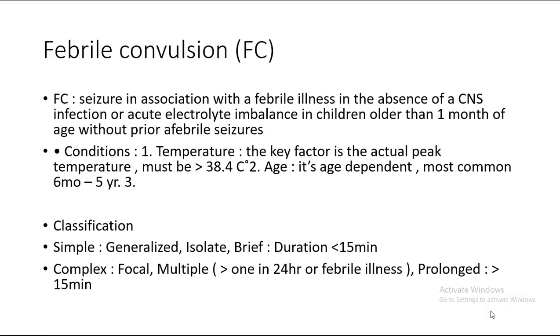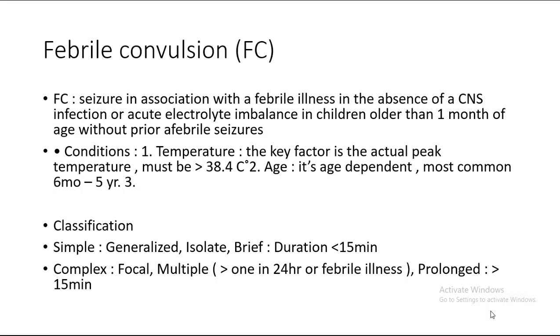There are two types of febrile convulsion. Simple febrile convulsion is a generalized, isolated seizure, meaning it occurs once per 24 hours or once per febrile illness. The febrile illness may last 3 days, and if it occurs once during those 3 days, it is classified as simple. Or it may occur once every 24 hours; even if it happens 3 times, once every 24 hours is also within the simple classification. The duration of seizure is less than 15 minutes.